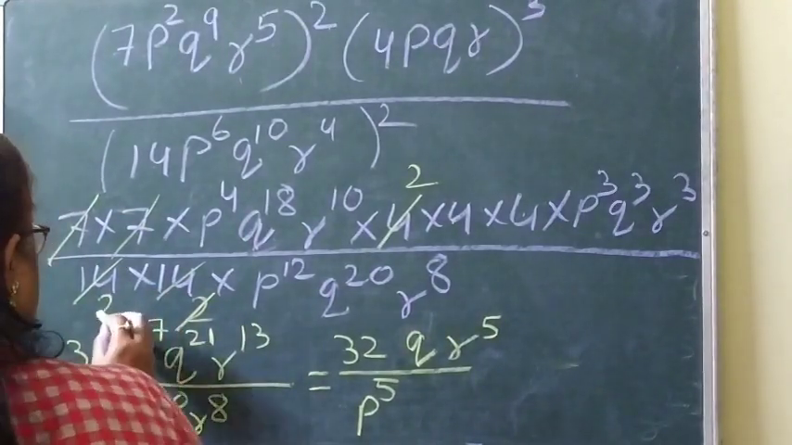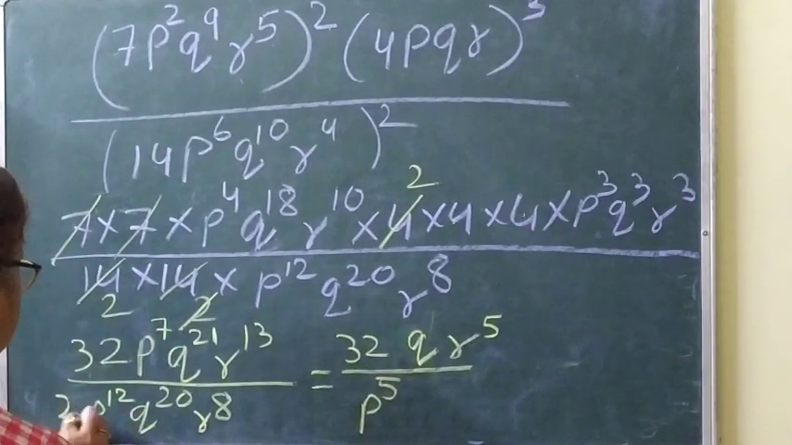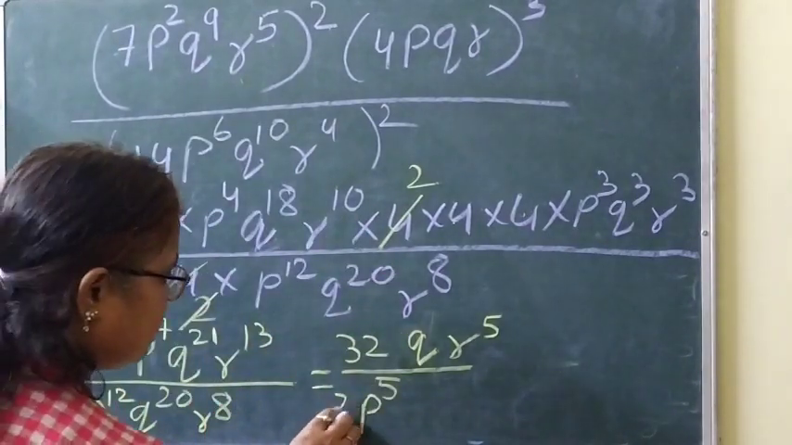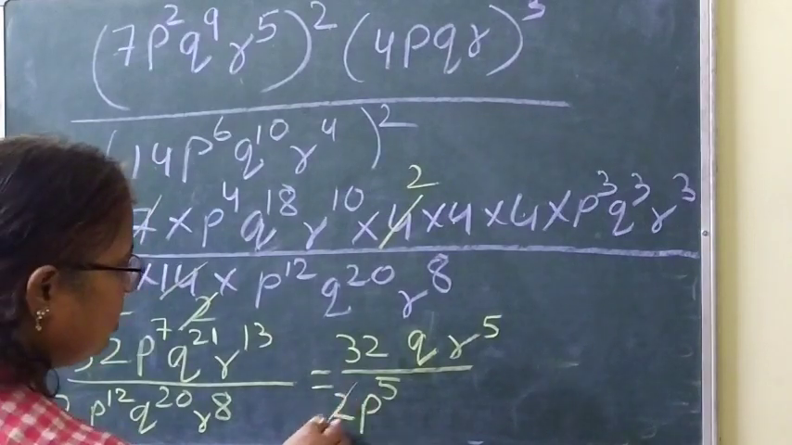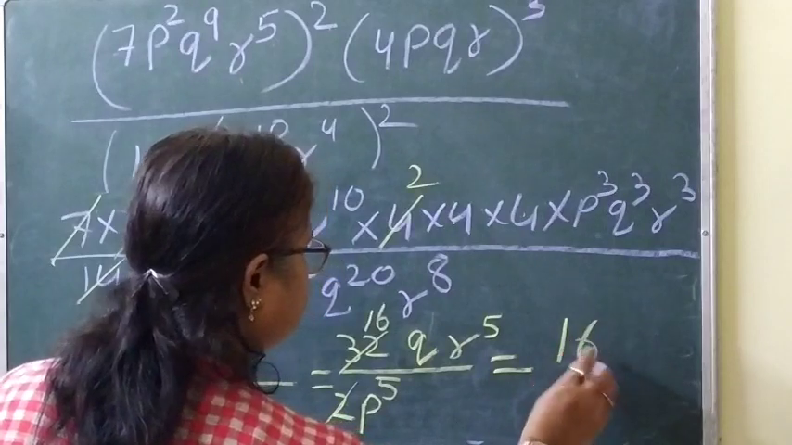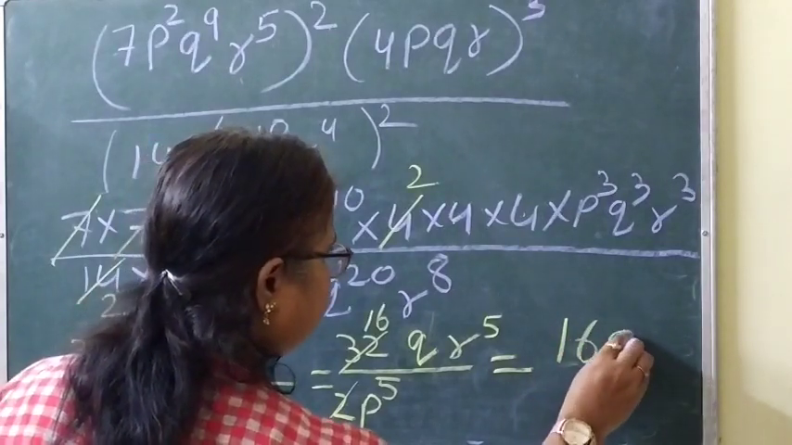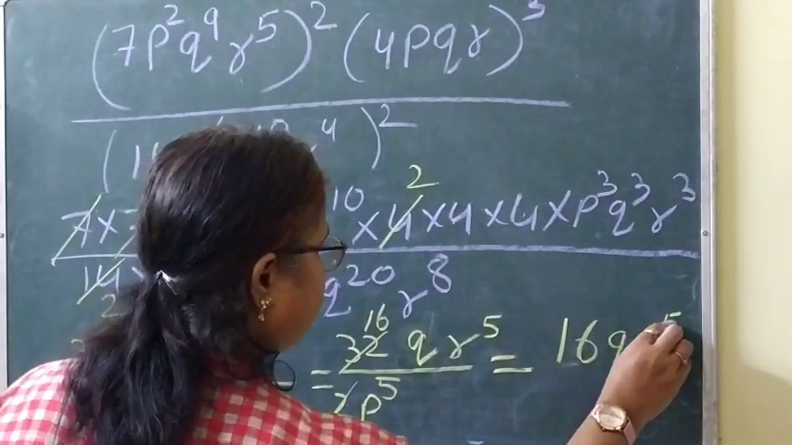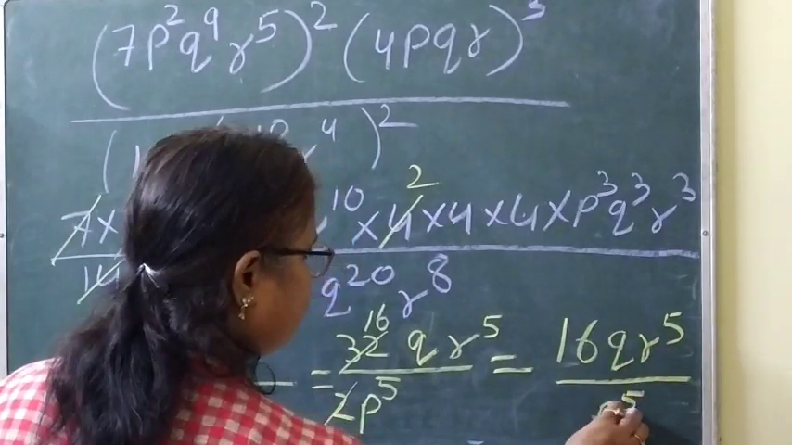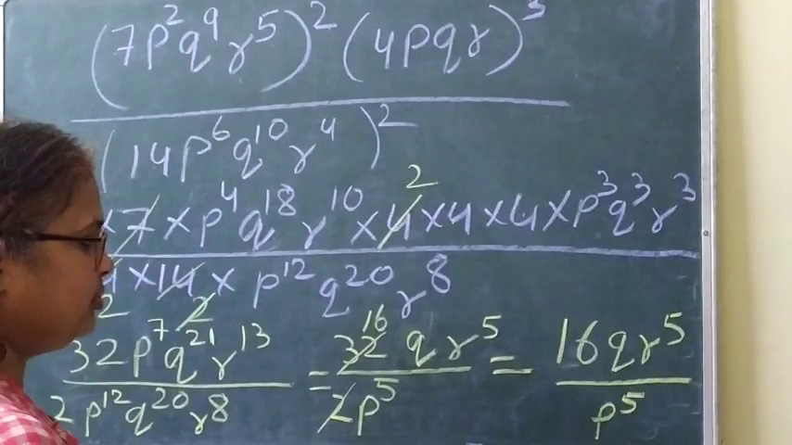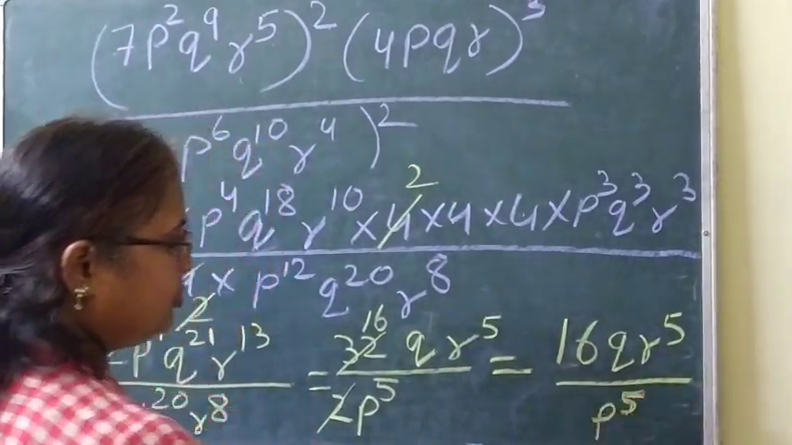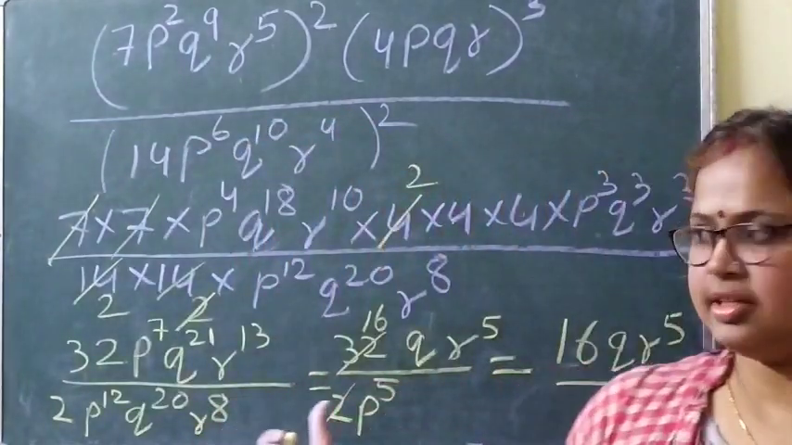Clear? So yes, 2 is left here. Yes, because I am not getting enough place here. So 2 is left here. So here also, then you can cancel. It will be 16. And so your final answer will be what? 16 q r to the power 5 divided by p to the power 5. Okay. So this will be the final answer.